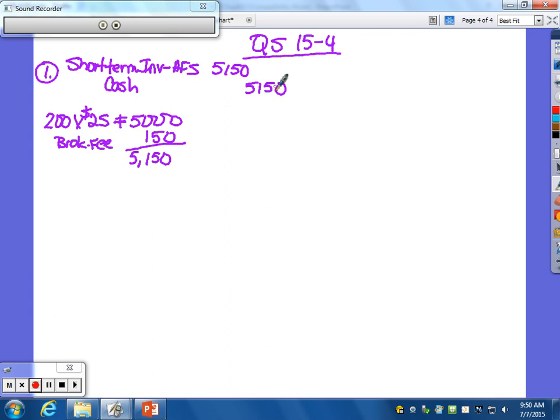Okay, second one says, June 2nd, sales 100 shares of this investment in HECO stock at $28 per share. Broker's commission is $90. So because we're selling it, are we recognizing a gain or a loss here? Gain, because we purchased it for $25, they sold it for $28. So we're going to debit what in this case? Cash. And credit what? Available for sale. What else do you credit?